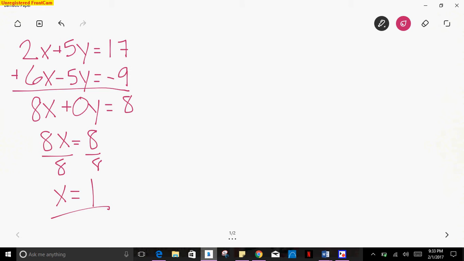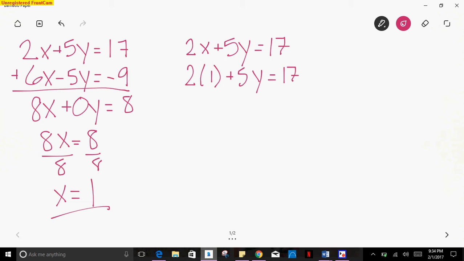Now all we have to do is find out what y equals. To find your second variable, you can use either of your equations. For this one, I'm going to choose the top one just because it's dealing with all positive numbers. And to me, that just sounds easier. So I have 2x plus 5y equals 17. Since I know x equals 1, I can plug that in. So 2 times 1 plus 5y equals 17. And I can start simplifying and solving this.